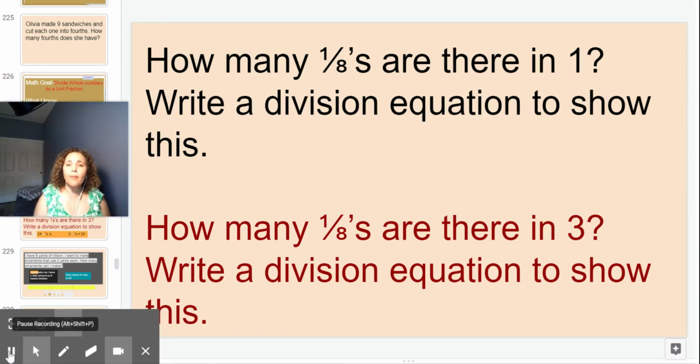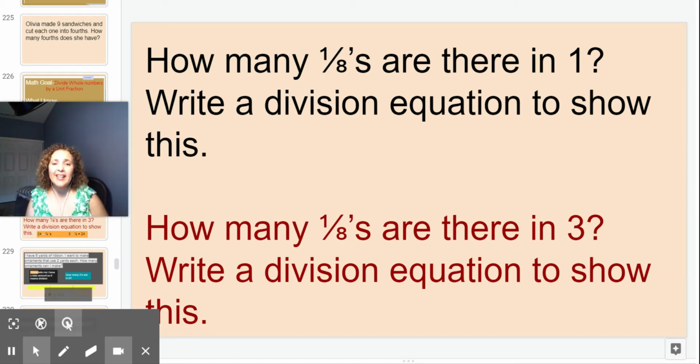One way to think about it is thinking about how many 1/8 are there in one whole, kind of like what we did yesterday. So how many 1/8s do I need to make a whole? And we're going to write a division equation to show this. And how many 1/8 are there in 3? And we're going to write a division equation to show this. So let me show you what we have.